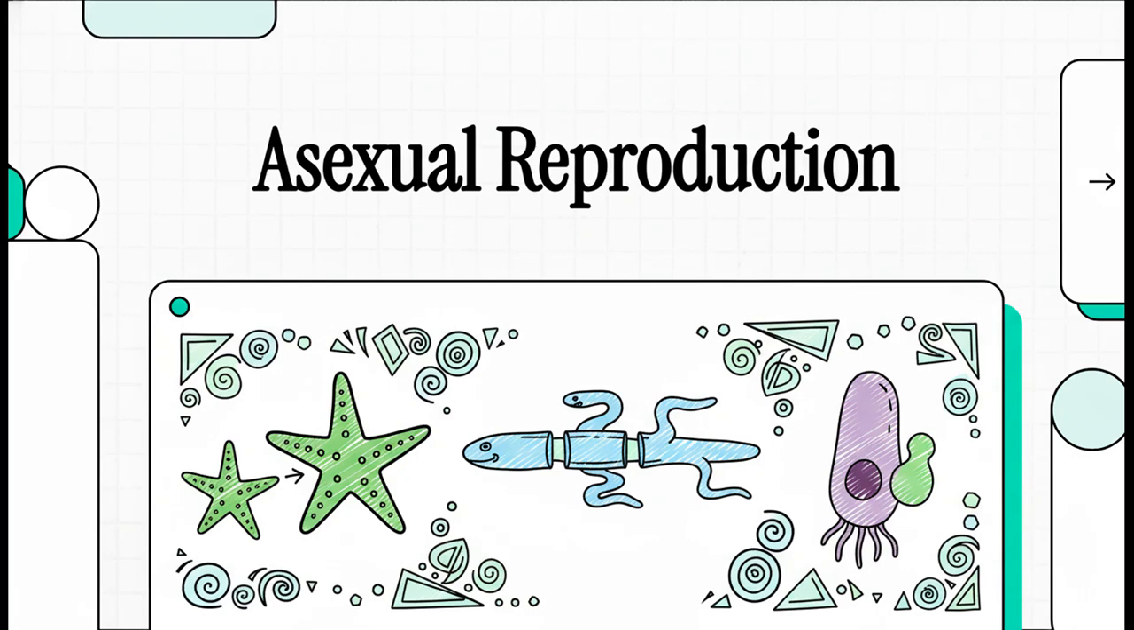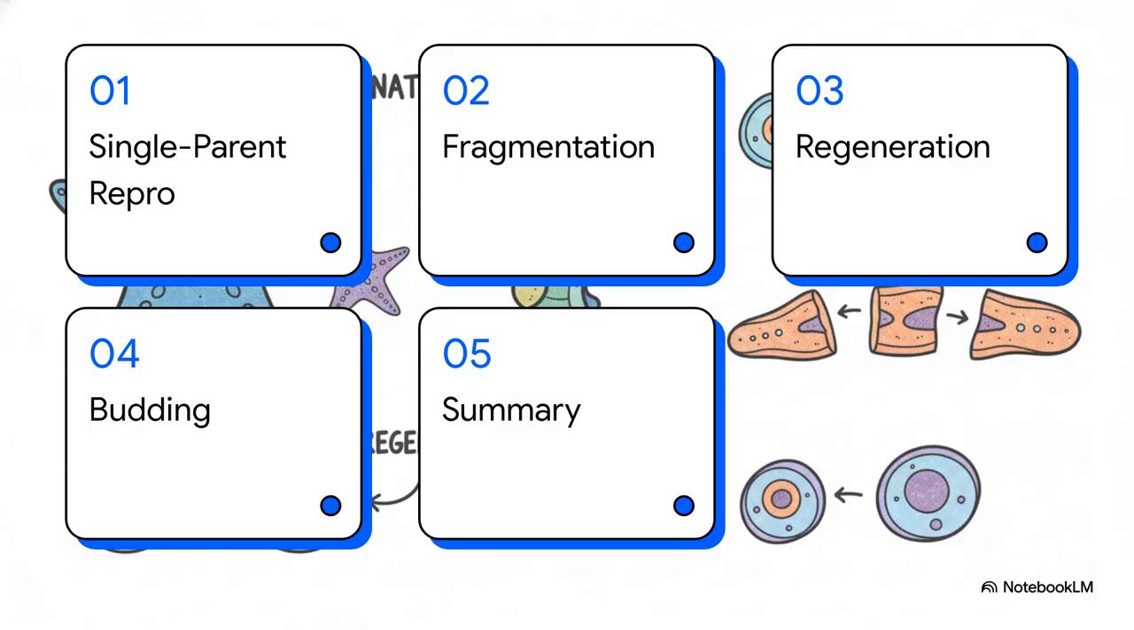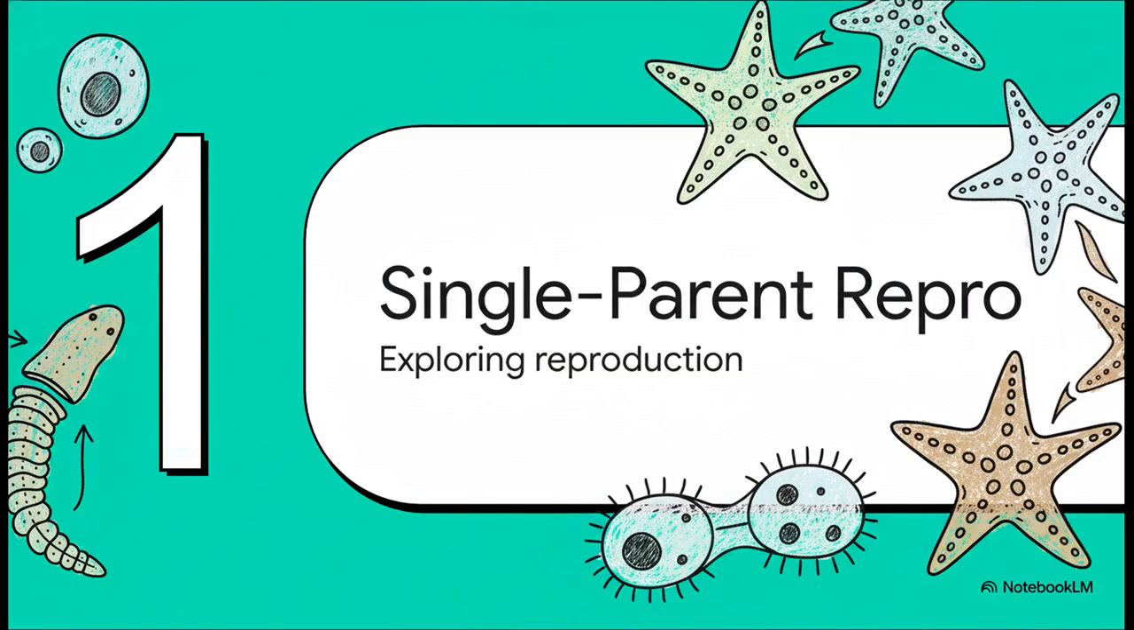Hello, students. Today, we're going to explore some really fascinating methods of asexual reproduction that are used by simpler organisms. It's quite an interesting topic. So, let's have a quick look at the topics we will be covering today. First, a little introduction, then we'll get into the three main methods: fragmentation, regeneration, and budding. And at the end, we will do a quick summary to make sure all the concepts are perfectly clear for you. All right, first, let us recall the basics of asexual reproduction before we move on to the different methods.